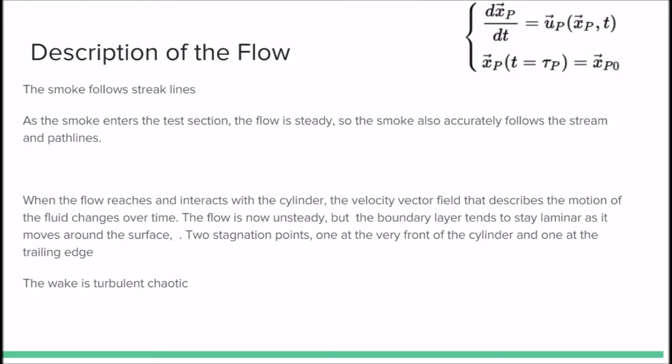The smoke follows streak lines. As the smoke enters the test section, the flow is steady, so the smoke also accurately follows the stream and path lines. When the flow reaches and interacts with the cylinder, the velocity vector field that describes the motion of the fluid changes over time. The flow is now unsteady, but the boundary layer tends to stay laminar and moves about the surface. The flow then separates, leaving a chaotic turbulent wake behind it. There are 2 stagnation points, one at the very front of the cylinder and one at the trailing edge.